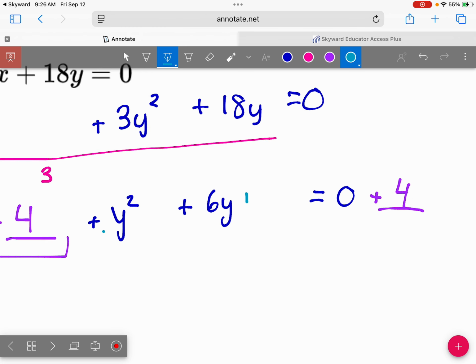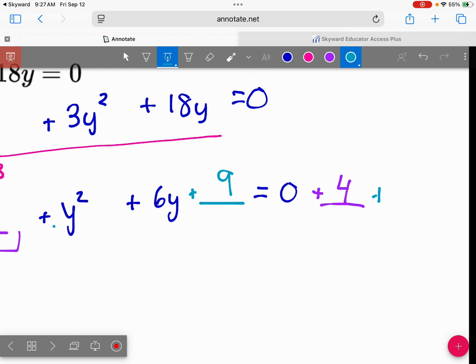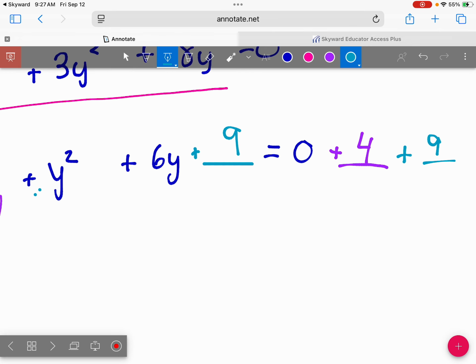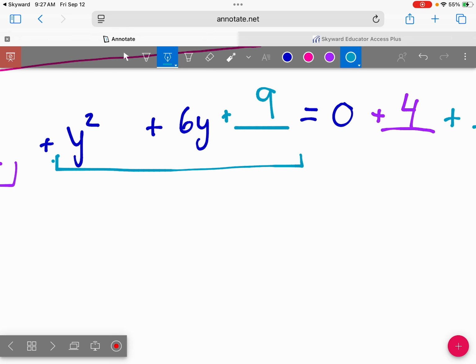Then we're going to do the same thing with our y's. What do I need to add here? We take our 6 divided by 2, and then we square it. So that gives us a 3, and then squared, we add 9. So I'm going to add 9 to this side, and I'm going to add 9 to this side, because I have to add it on both sides. That is the wonkiest line I've ever written, oh my gosh. Because then I can rewrite this thing as y plus 3 squared.